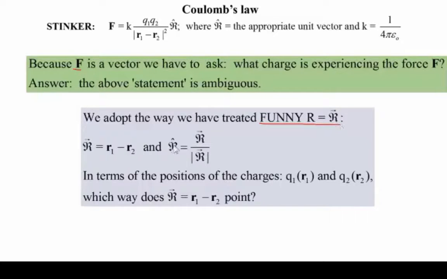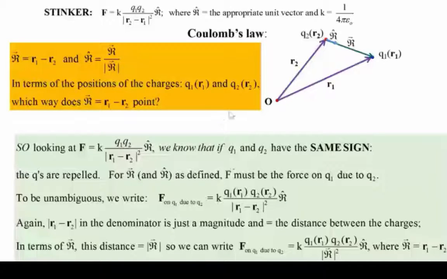And funny r, of course, is related to the unit vector, which is the vector r divided by the magnitude of that vector. This funny r is equal to r1 minus r2. So now we're getting a little more clear about what this difference in the two positions is. If we call those the positions of those two charges, which way does this vector point? So we have r1, r2, and we want to know what direction that points. Draw the picture, look at our definitions, look at the two vectors, and say what direction is r1 minus r2.